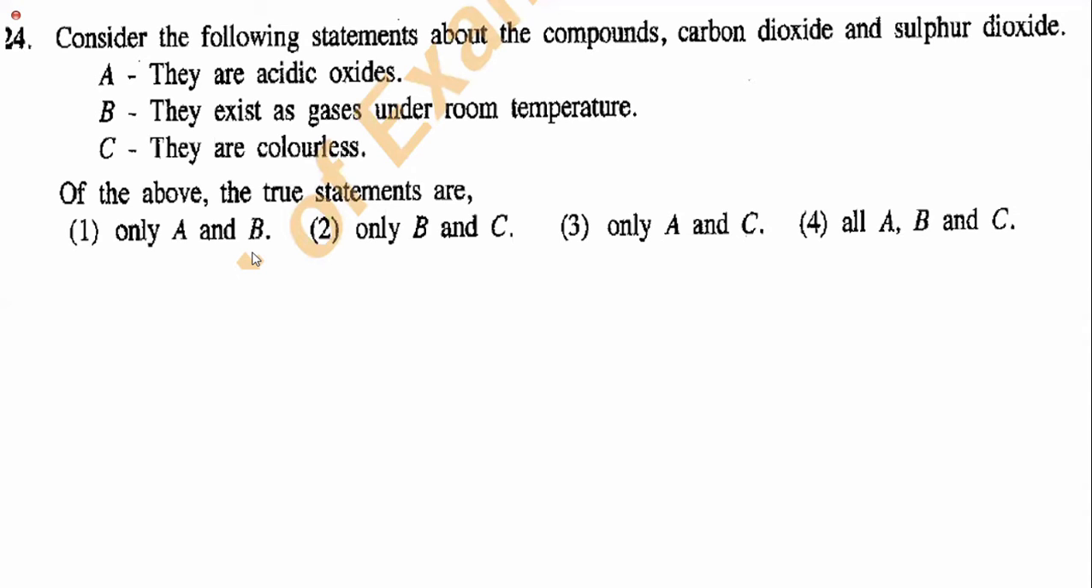So that is the common part, right? So which answer is correct? All are correct. A, B, C. Right? Acidic oxide, gases at room temperature, they are colorless. Okay? Right.